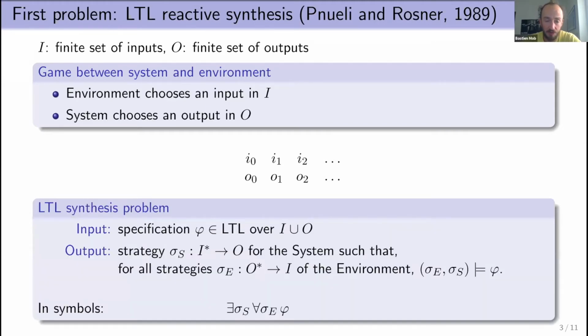So typically, the specification, the property that the behavior should satisfy will be expressed in LTL. And so given a specification, you want to synthesize a strategy for the system. So a strategy is a function that, given the finite history of inputs seen so far, tells the system which output to choose. So you want to synthesize such a strategy such that for all strategies of the environment, the resulting execution, when the environment and the system follow these strategies, satisfies the specification. So if you want to write that as a mathematical expression, you could write there exists a strategy for the system such that for all strategies of the environment, phi holds. We'll see a bit later how we can write it precisely in strategy logic.